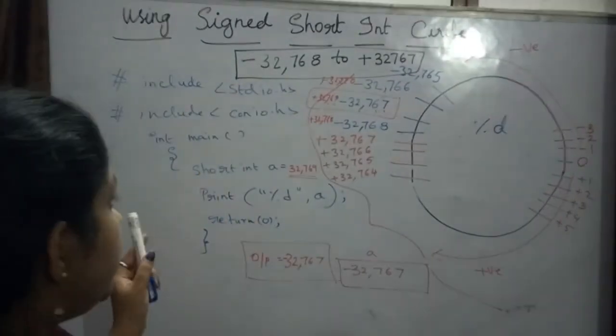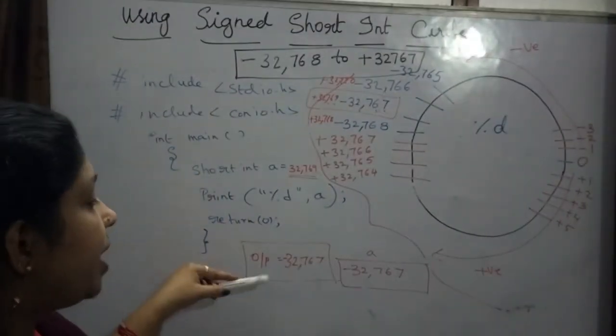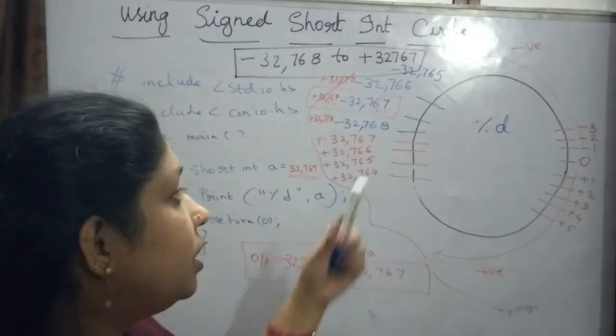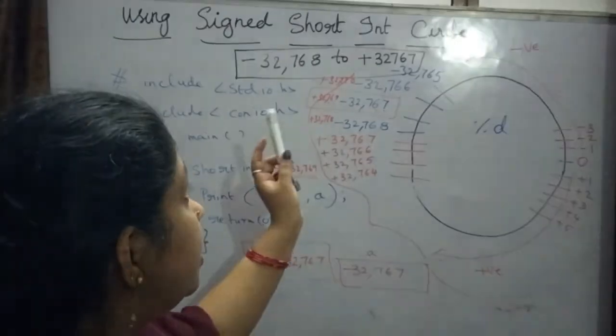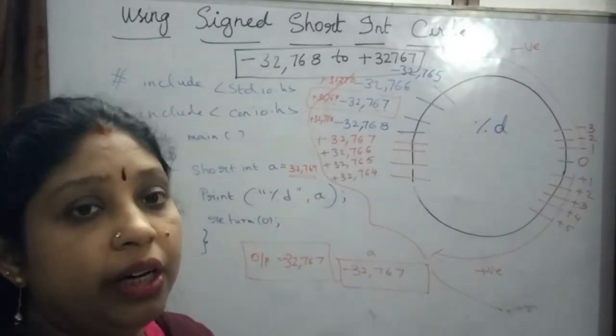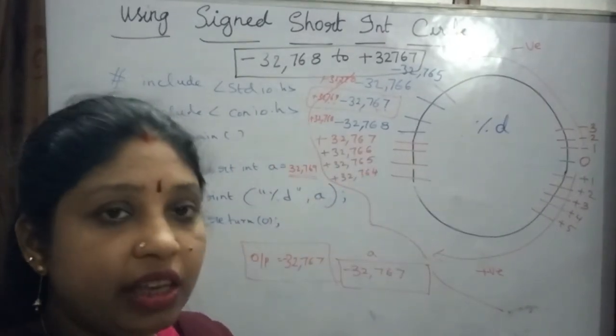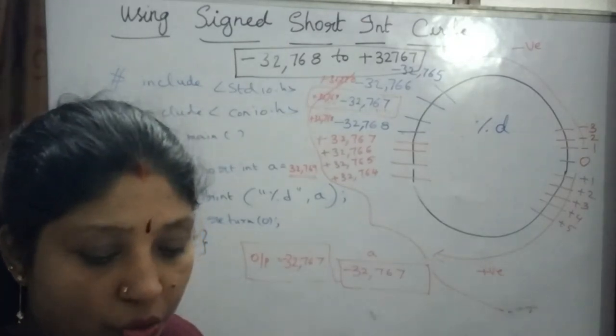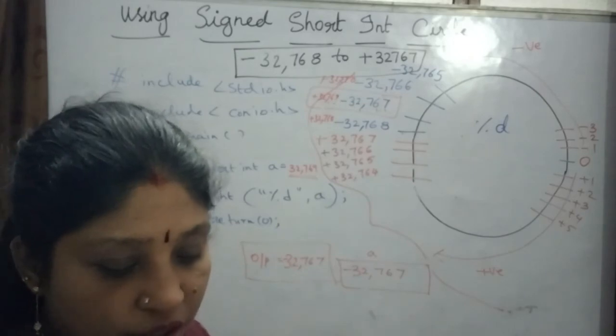So I hope you understood about these values, how it retrieves and how it assigns, and how the signed short int circle works, and how it takes the values. All those things you might have understood, I think. So I hope you understood this one better.